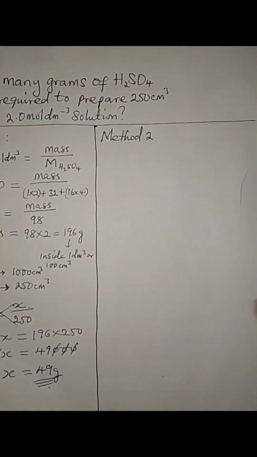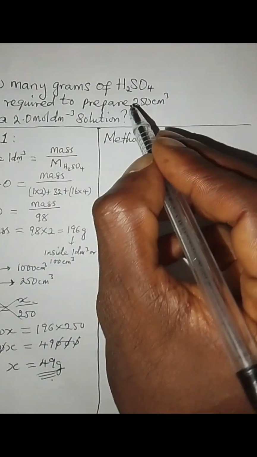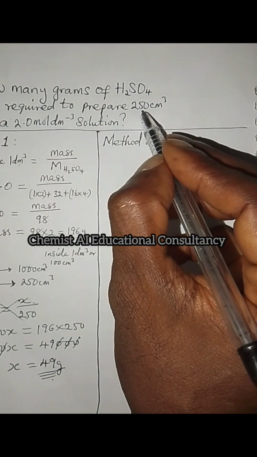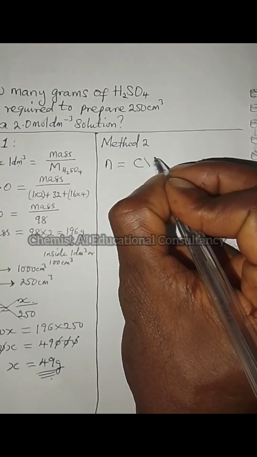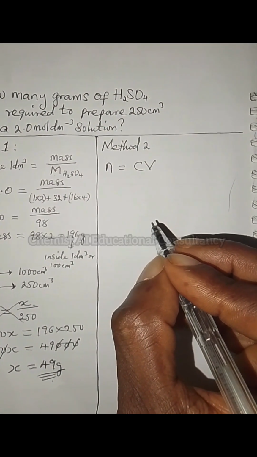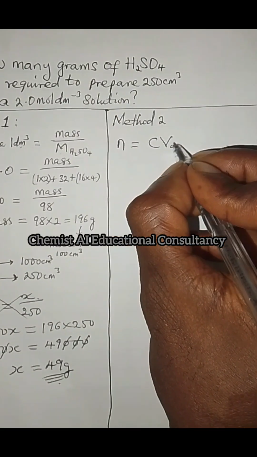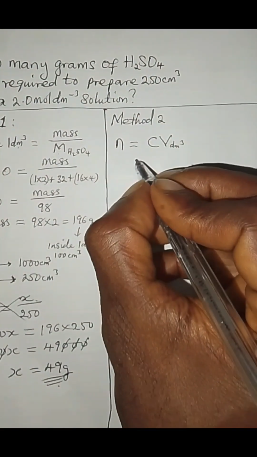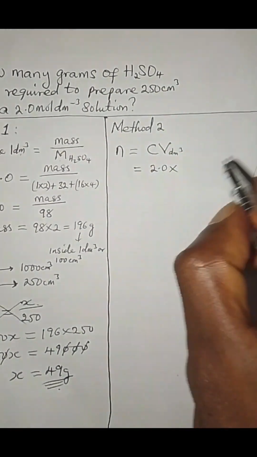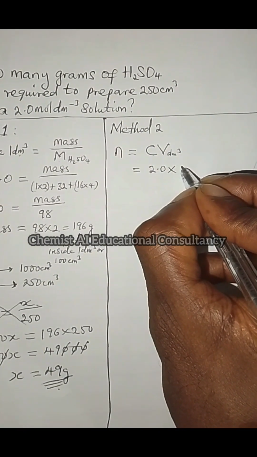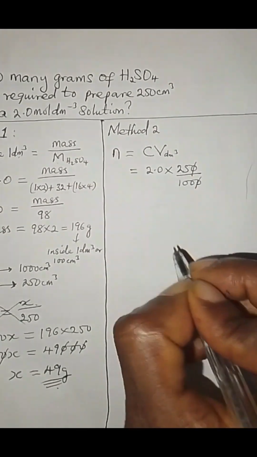Now, method 2. Recall, the concentration was given and the volume in cm cube was given. You will recall that the number of mole is mathematically concentration times volume. But this particular volume is volume in dm cube. Remember that always. So it's better you write CV dm cube. Therefore, now concentration is 2.0 mole per dm cube. You write 2.0 times volume, which is given in cm cube, 250 cm cube. You convert immediately to dm cube by dividing it by 1000 cm cube.